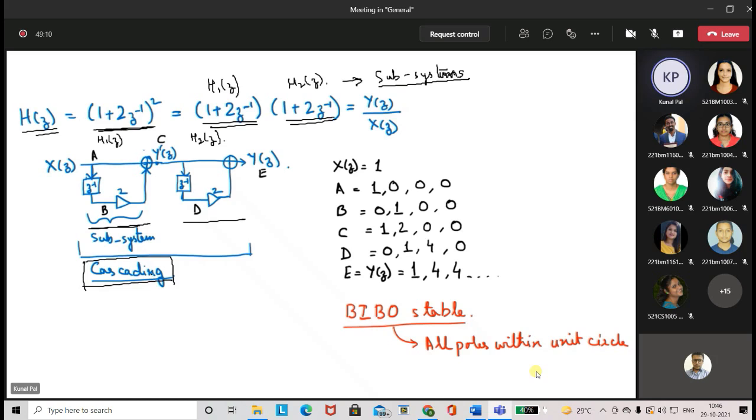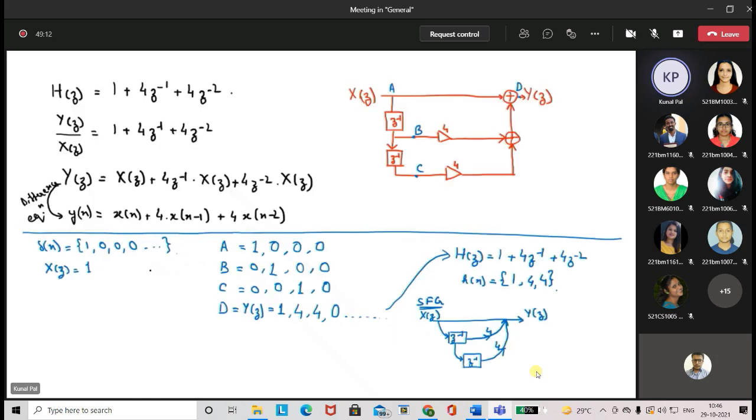In the previous case, we took the equation in whatever form it was given to us and directly realized the filter, and hence this type of realization is called direct form of realization.